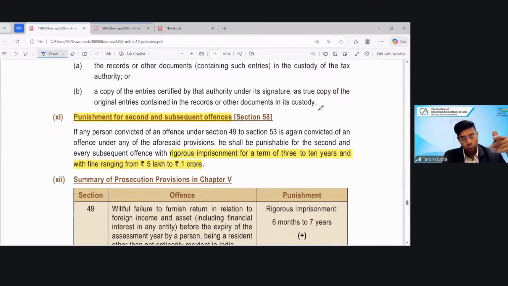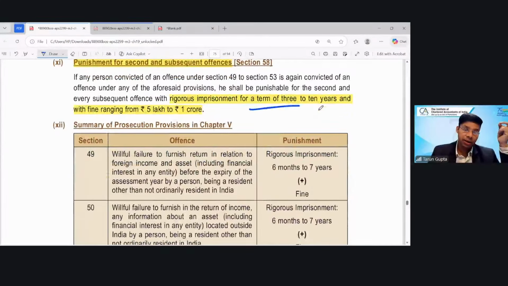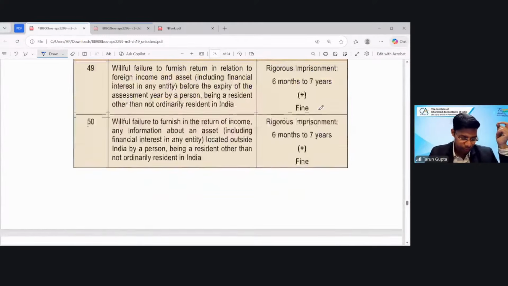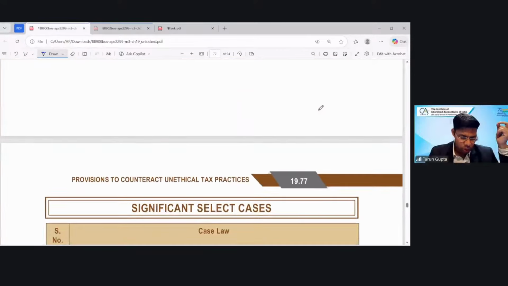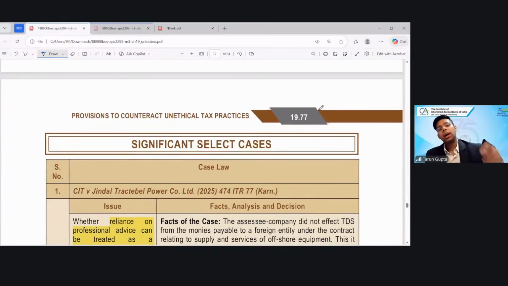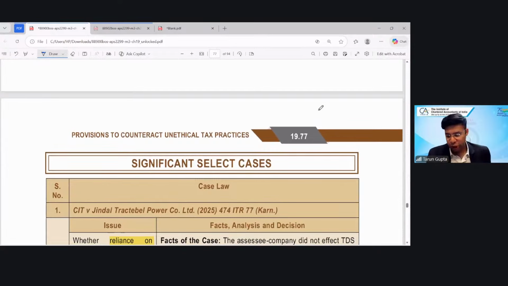If there is a second and subsequent offense, then there is rigorous imprisonment for a term of 3 to 10 years, with fine ranging from 5 lakh to 1 crore. Not very much important, the prosecution. So this completes our first chapter.